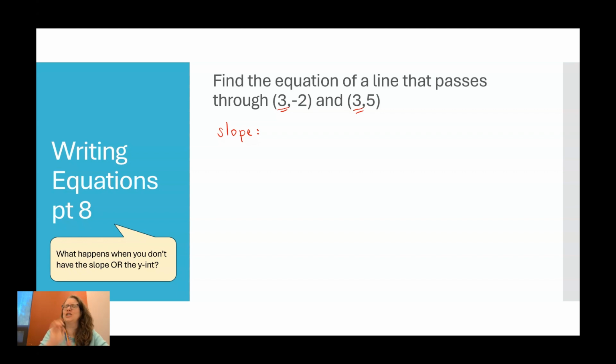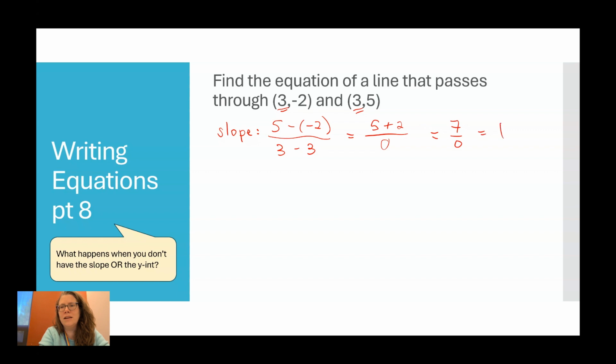That's strange. Let's see about this. So 5 minus -2 and 3 minus 3. That turns into 5 plus 2 over 3 minus 3, which is 0. Can you ever divide by 0? No. 7 divided by 0 is undefined.